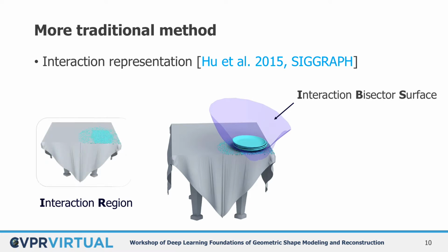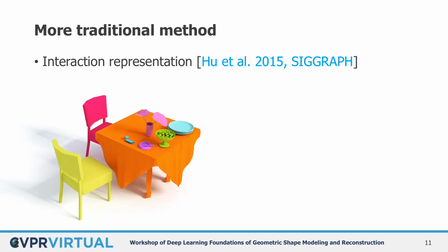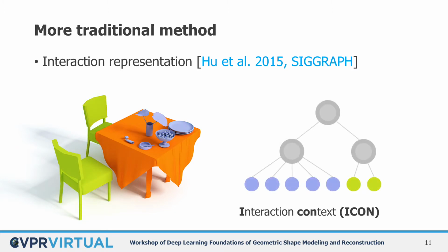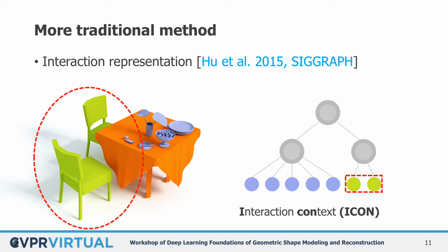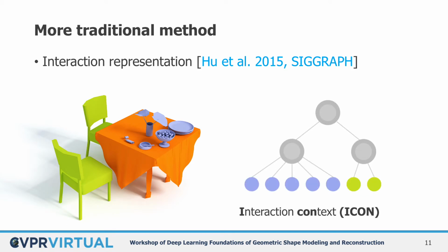And another descriptor called IR, short for Interaction Region, is proposed to describe the geometry of the surface region of the central object corresponding to the interaction. IBS and IR together can provide a detailed representation for local static 3D interactions. For things involving multiple interactions, a contextual descriptor called ICON, short for interaction context, is proposed to group similar types of interactions and organize them into a hierarchy.